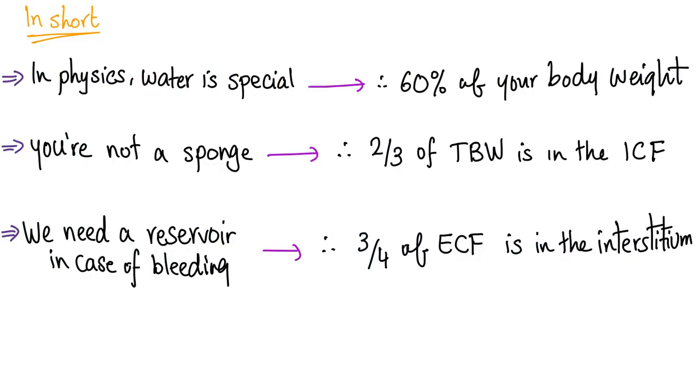You know from physics that water is special. That's why 60% of your body weight is made of water. You're not a sponge. That's why the majority of fluid is in the intracellular compartment. We need a reservoir, in case of bleeding, to supply the blood which was lost in hemorrhage. That's why the majority of the extracellular fluid is in the interstitium.